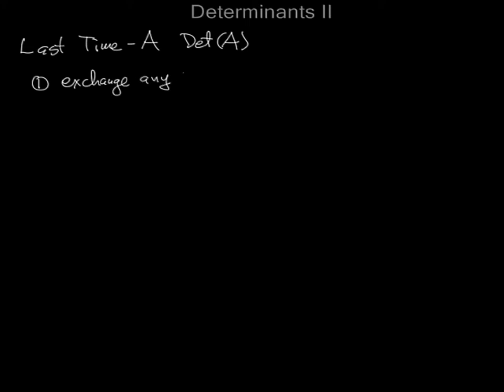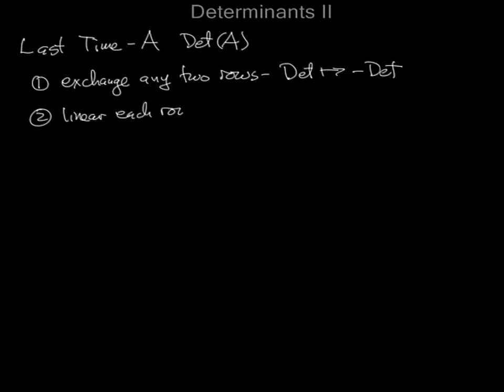The exchange property: if you exchange any two rows, the determinant changes sign. And the linear property: the function is linear in each row. And the normalization that the determinant of the identity is 1. Now, before we go on and state some formulas, I wanted to do one example.